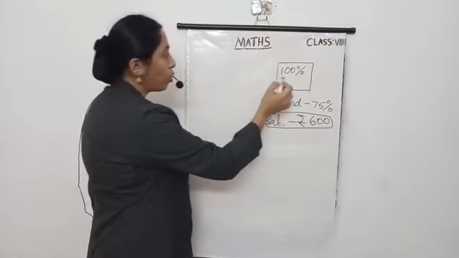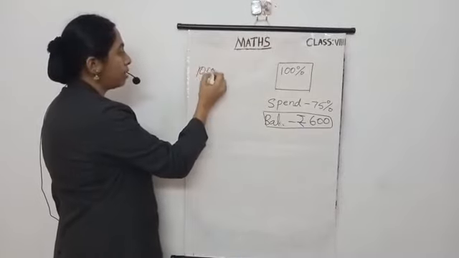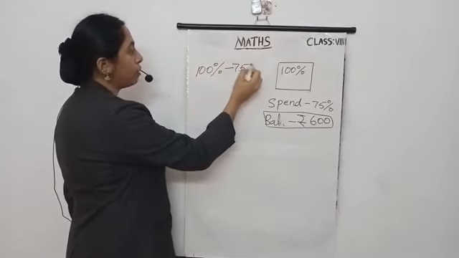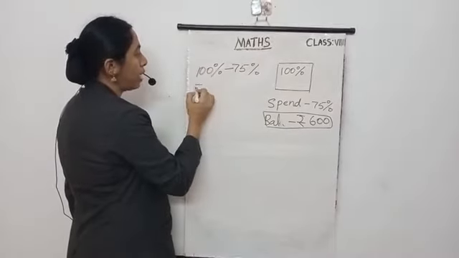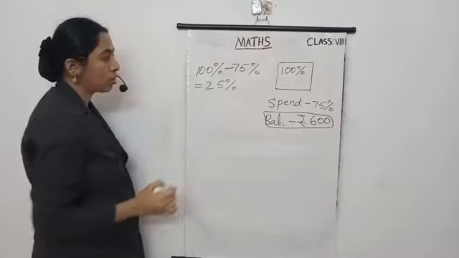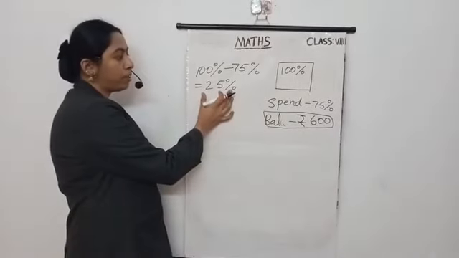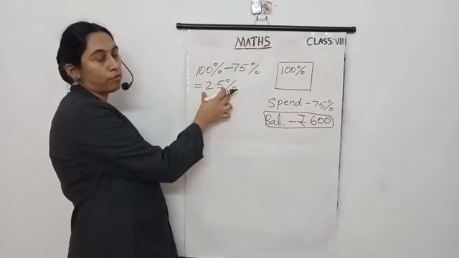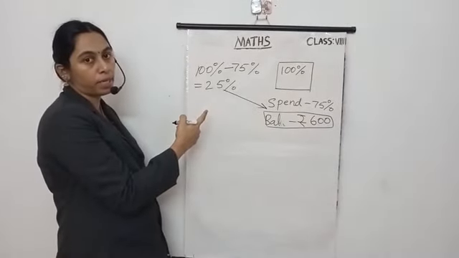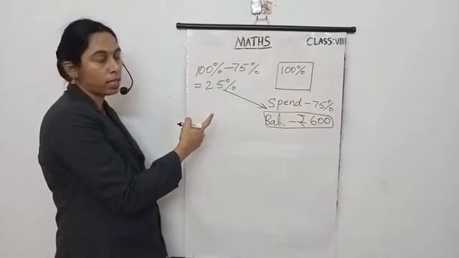Understood? Total percentage is 100 and spent 75%. Then balance is 25%. Okay. So 25% is left. That means 600 is 25%. You get the connection? Okay.